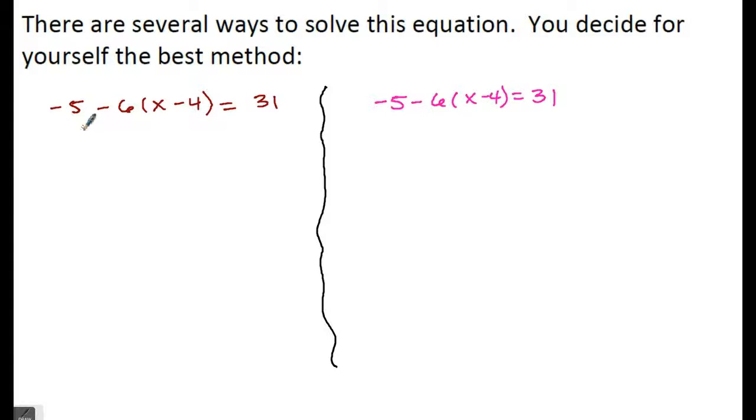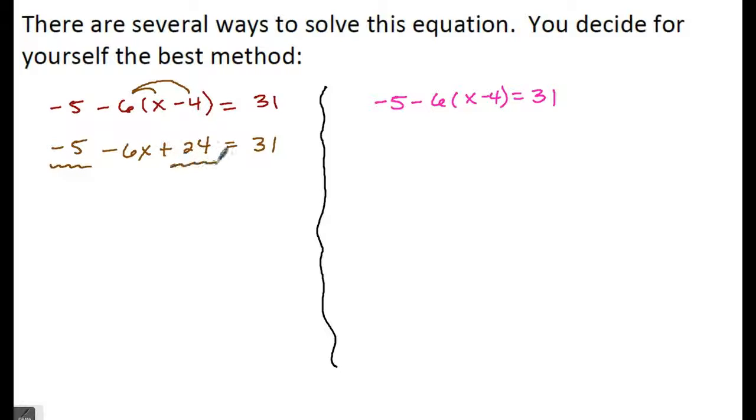For this one right here, the first thing I'm going to do is start with distribution. So I'm going to distribute negative 6 times x and negative 6 times negative 4. So we have a negative 5, and this is going to give us a negative 6x, and a negative times a negative is a positive. They have the same sign. If they have the same sign, it's always going to give us a positive, and this is going to equal 31.